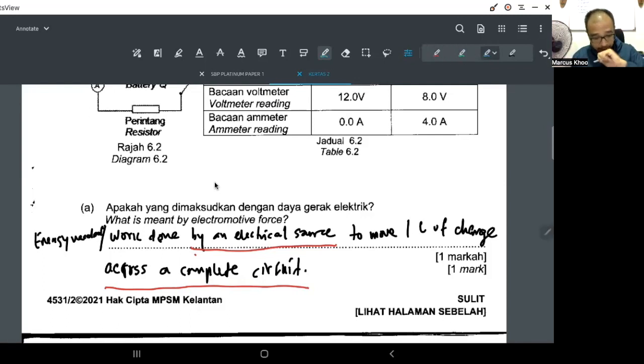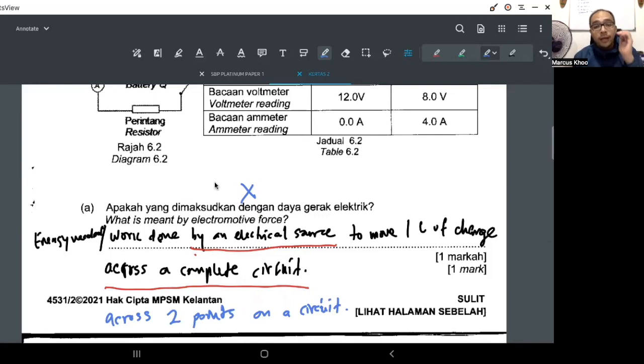So let me write the potential difference one in green. Okay, so work done by electrical source to move 1 coulomb of charge across, let's use the word across since we are using across also, across 2 points on a circuit. So the one in blue is potential difference. So work done to move 1 coulomb of charge across 2 points on the circuit.